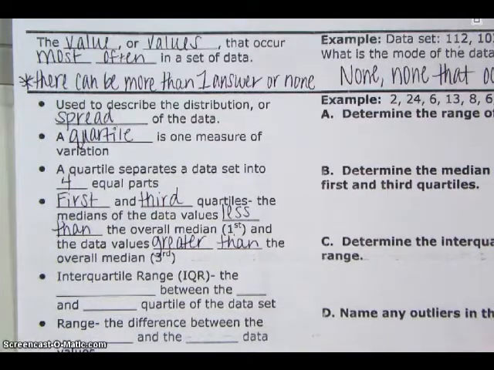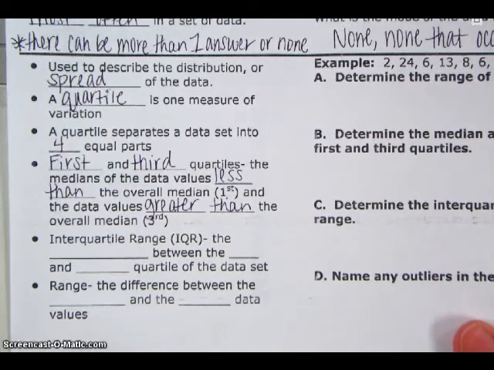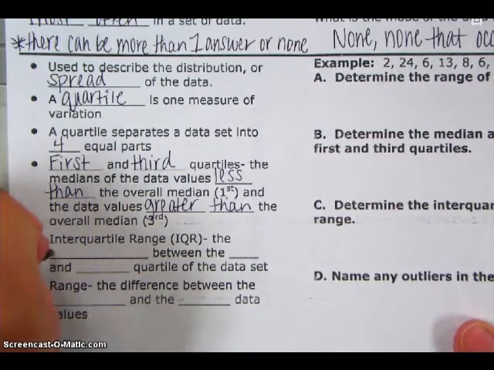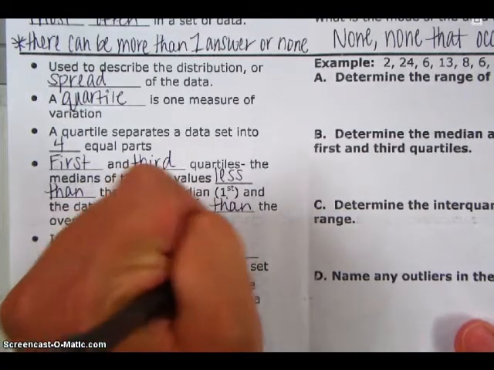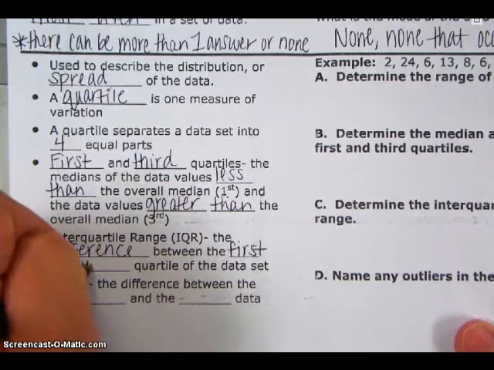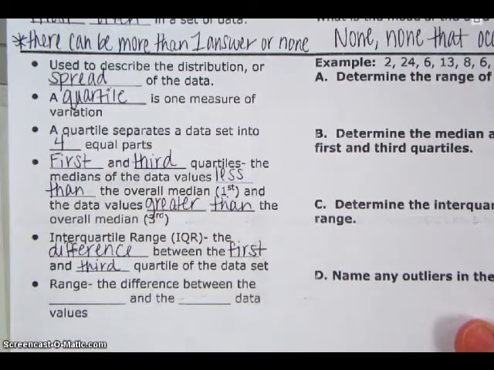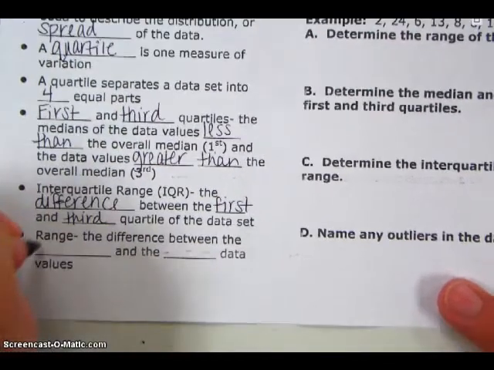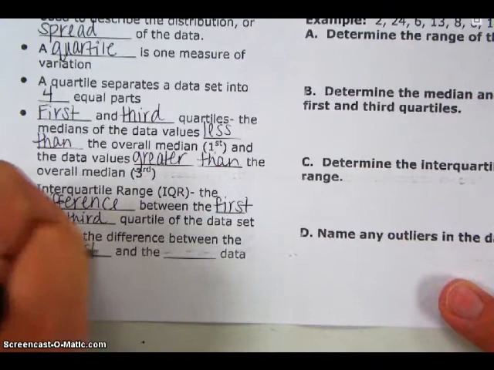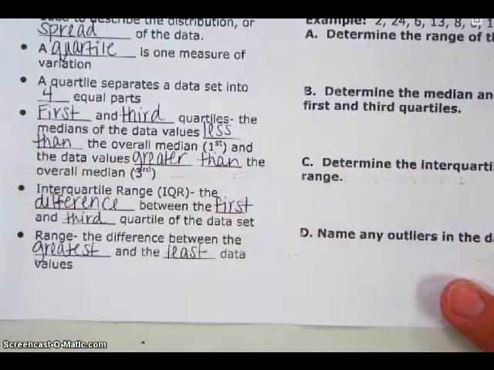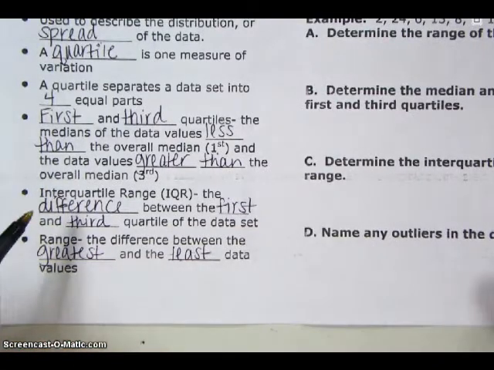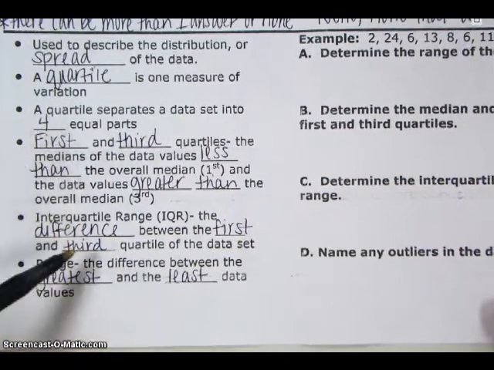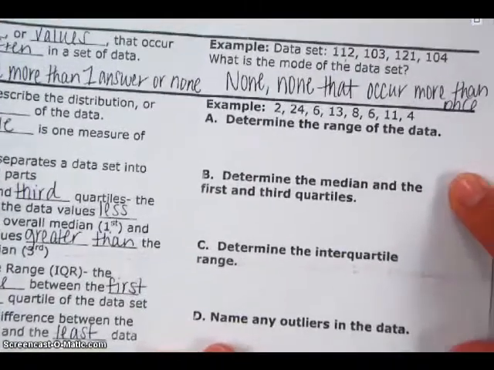Then we have something called an interquartile range. An interquartile range is the difference between the first and third quartile of the data set. And range is the difference between the greatest and the least data values, and that's what you're already familiar with. So notice that's just a small part of what we're really talking about in terms of spread of our data. So let's look at an example and figure these things out.